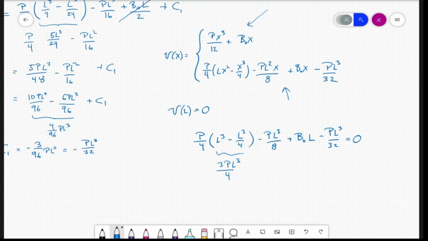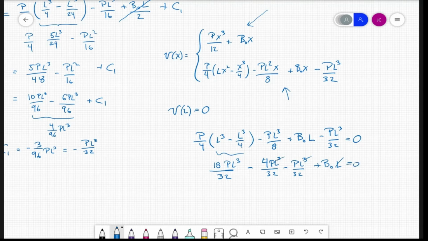So 32 is 8, right? 8 top and bottom. So this would be 8 times 3, which is 24 over 32, minus 4PL cubed over 32, minus PL cubed over 32, plus B0L equals 0. So let's get rid of one of these L's.